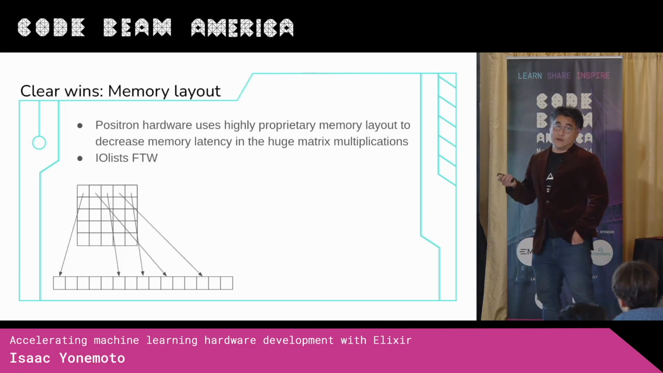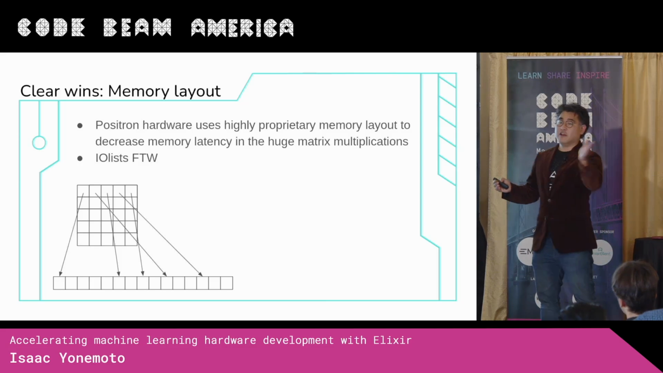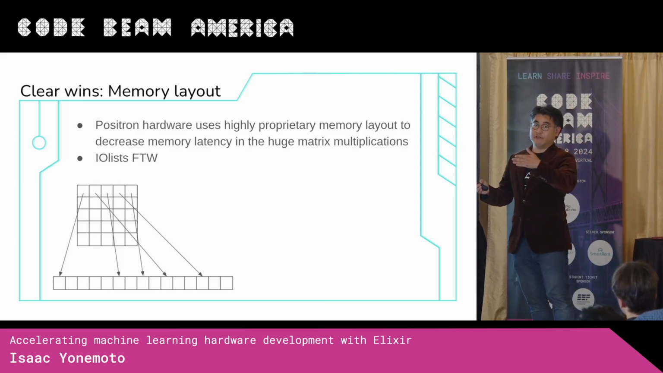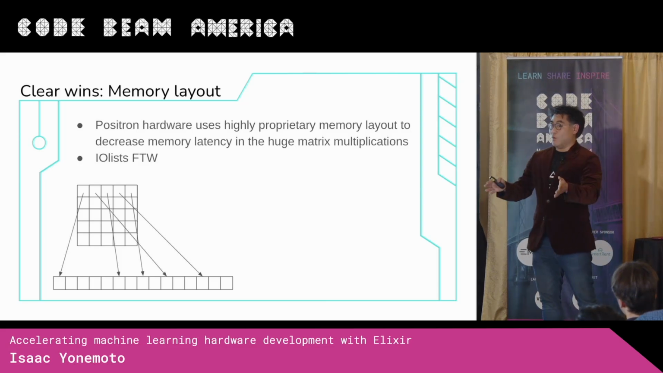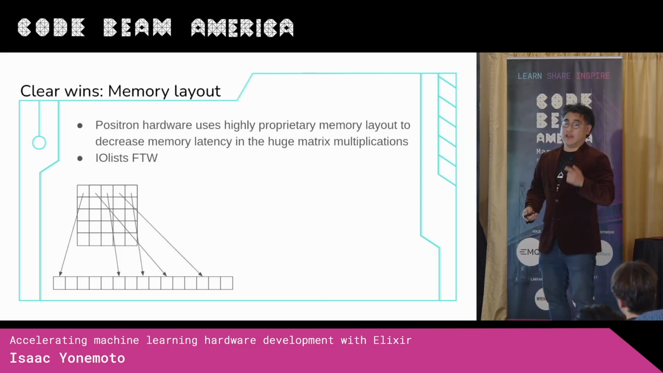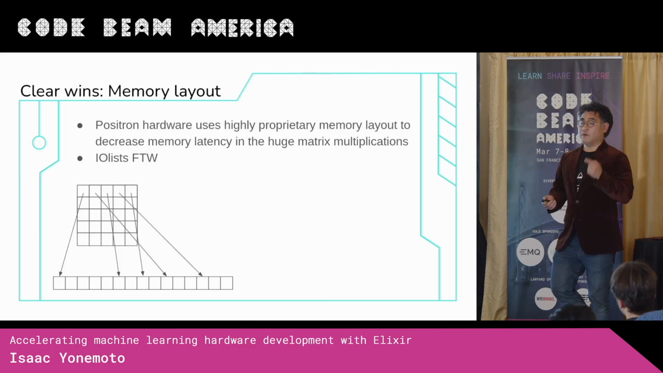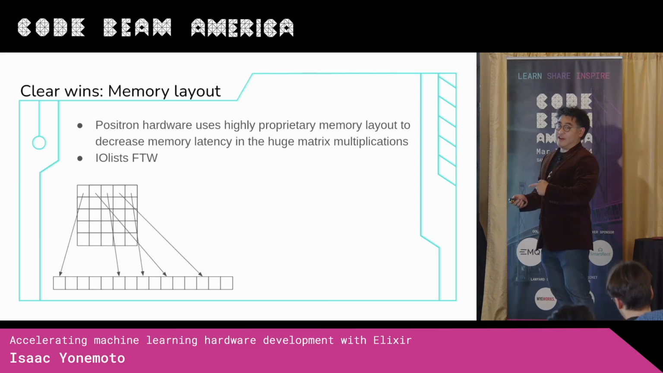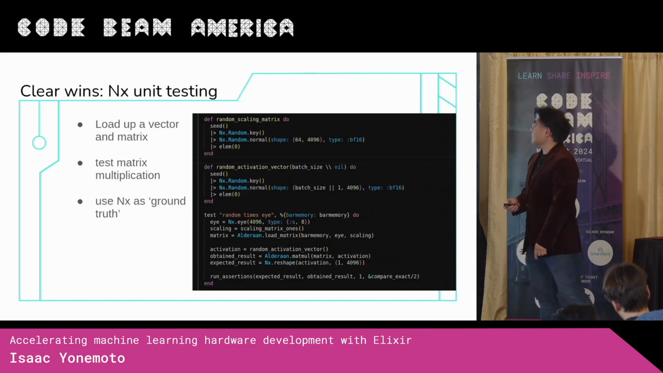As a result of this, the Python version just delivered the data to the memory row by row, and the Elixir version delivered it all at once by taking the I/O list, turning it into a single binary, and uploading all that memory at once. We uncovered a concurrency bug in the hardware because we were able to deliver all of the data in one shot. That was something that we did not find in the Python implementation. So that was one clear win.